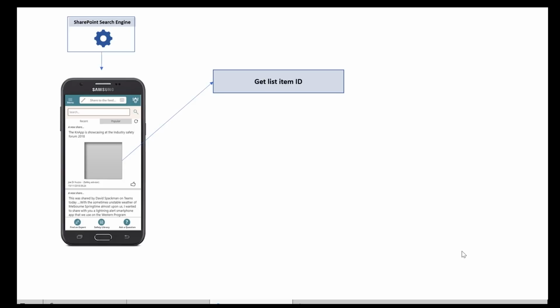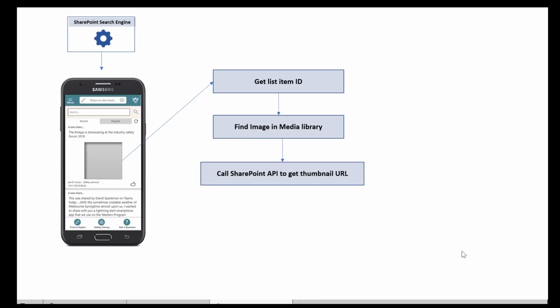So the way this flow works is, firstly, I need the ID of the image. Now, fortunately, I've configured the SharePoint Search Engine to return that into the feed. Power Apps calls Flow, gives it this item ID. It uses this item ID and goes and finds that image in the media library. Now, we don't want to return the image itself because what if it's a high-res photo, like an 8 megabyte photo? This feed would take ages to load.